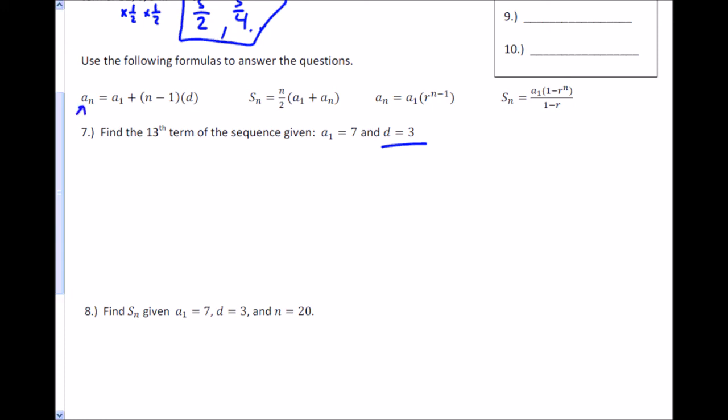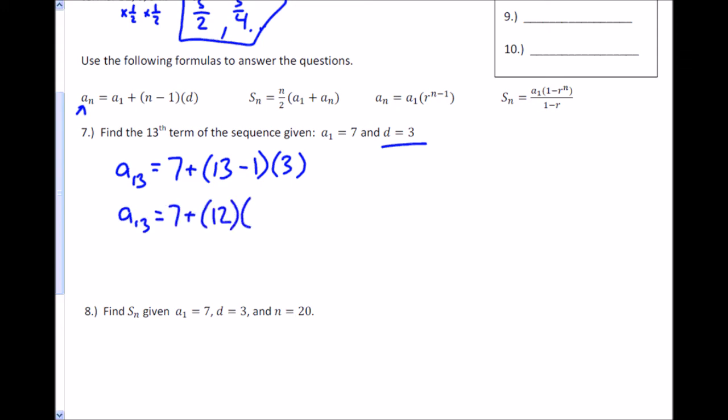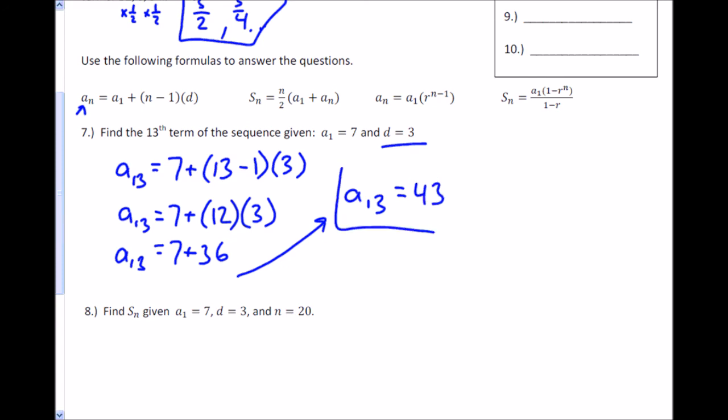So I'm going to do a sub 13, because I'm looking for the 13th term, equals a sub 1, which is 7, plus n, which is 13, it's the number of the term I'm looking for, times d, which is 3. And I just have to simplify this. That's 7 plus 12 times 3. So that's going to be a 7 plus 36. So I find out that the 13th term looks like it's going to be a 43. There we go. And that's it.